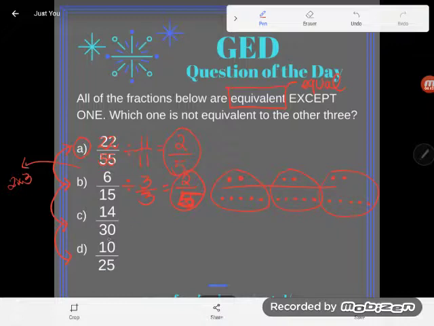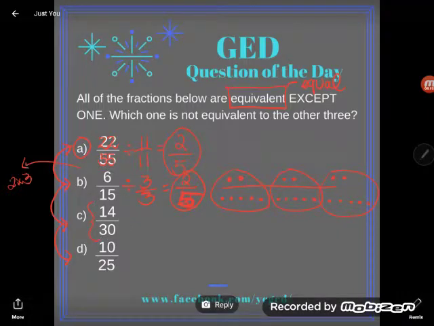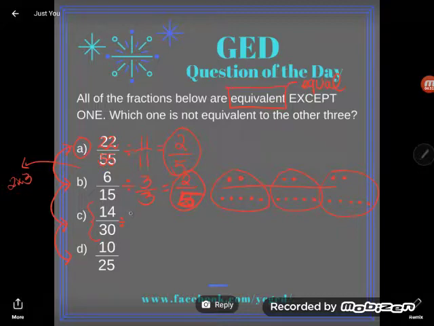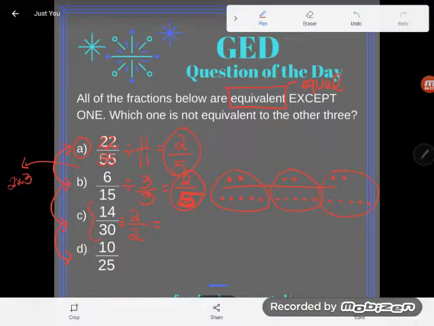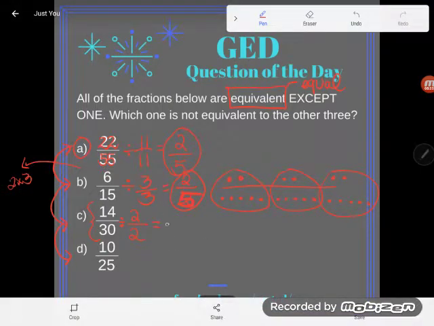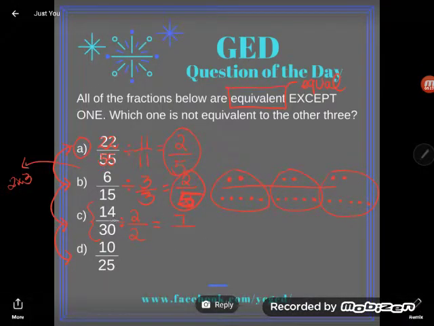Now let's try with 14 over 30. Now, this one might be a little more challenging for you to reduce, but one thing I notice is that these fractions are both even, and I know all even numbers are divisible by 2. Again, let me clarify, the numerator and the denominator are both even. And so I know I could pull a common factor of 2 out of both of them. So 14 divided by 2 is 7. 30 divided by 2 is 15.